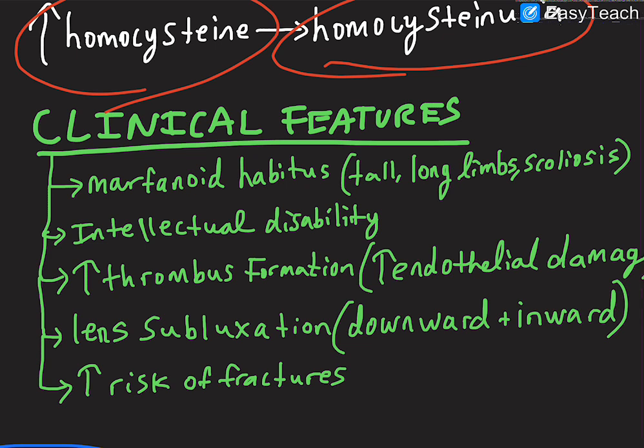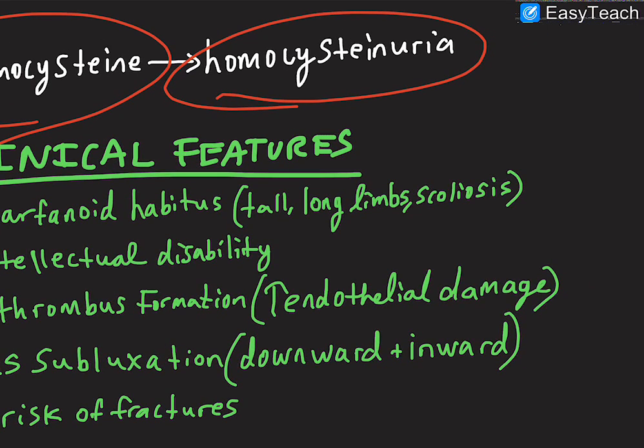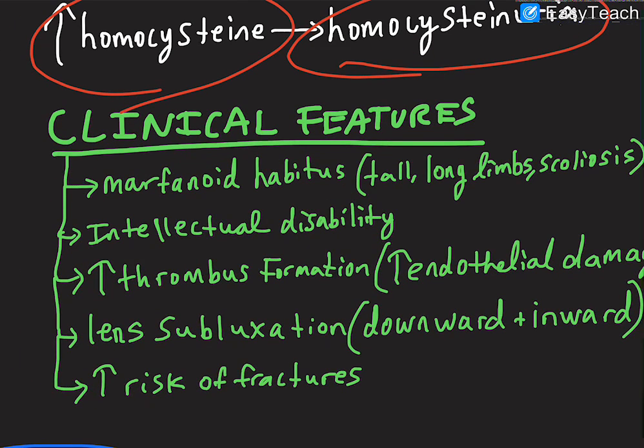So what findings will we see? We're going to see Marfanoid-like features, features similar to Marfan syndrome. First, we see Marfanoid habitus. That's when you have long limbs, scoliosis, tall stature, things like that. So you can see things like that in homocystinuria.